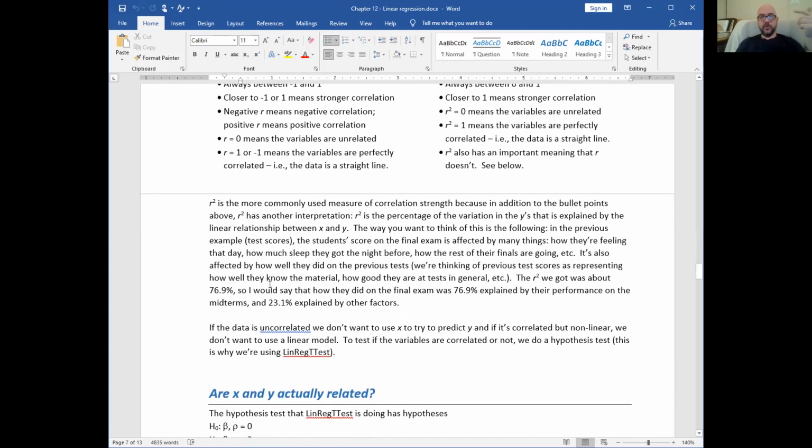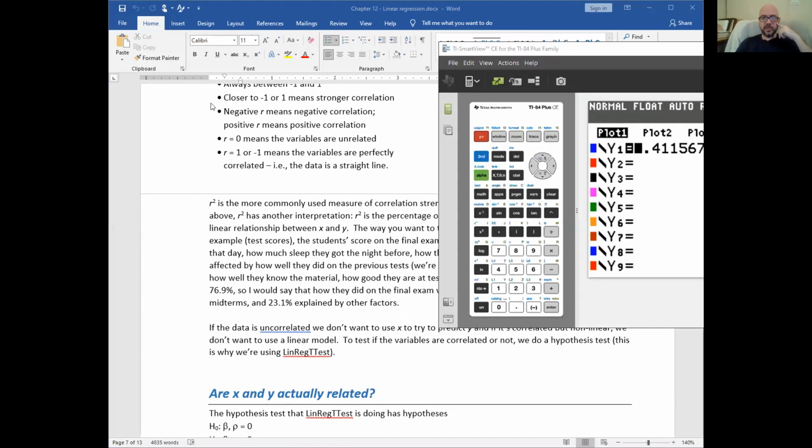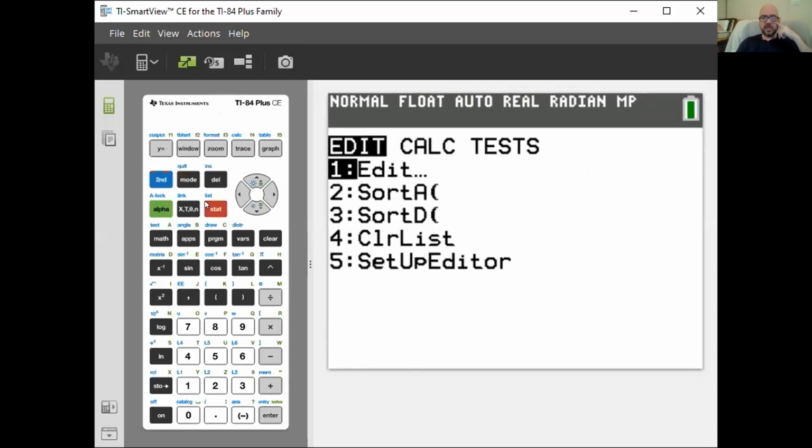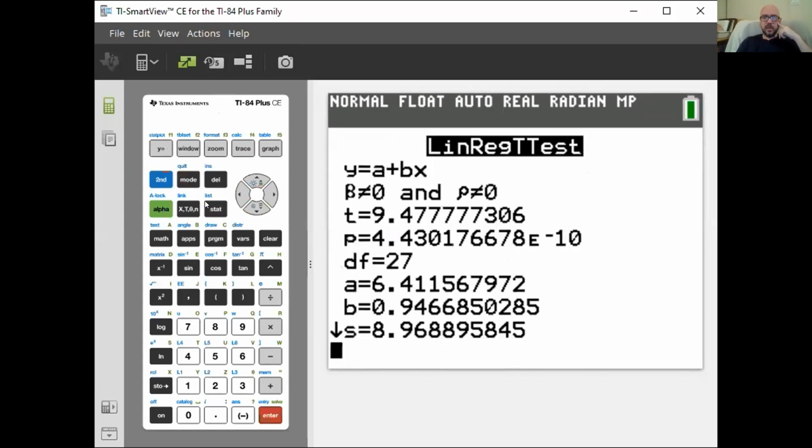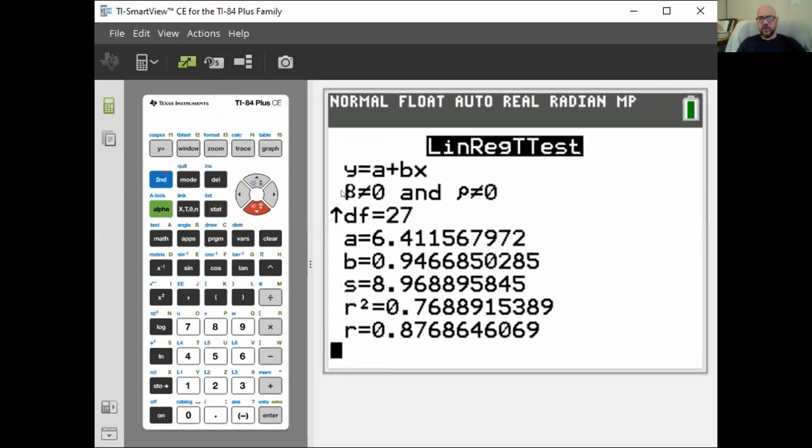And so for us, let's go back to the calculator, and we'll run that test again. As I mentioned, we'll be doing this a couple times. LinReg T-Test, calculate. Okay, so if I scroll down a little bit here, it gives us R and R squared, right? R is 0.8768 and R squared is 0.7688. Notice that R is positive and the trend line has a positive slope, as expected. R squared is 0.7688, or let's say 77%, or 76.9%.